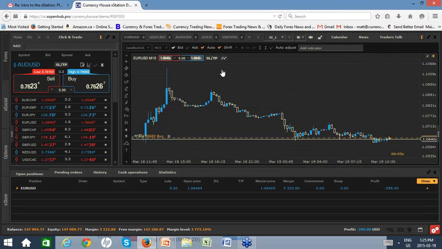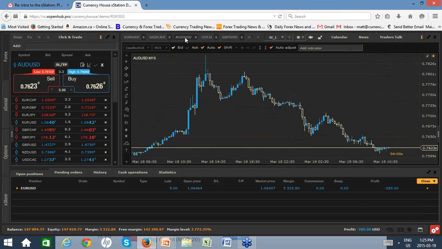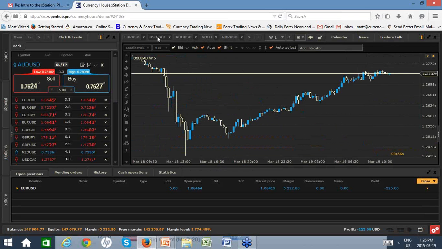Let's do one more position here. We'll do Aussie dollar, US dollar. Don't want to do that. No, let's do something else. Let's do USD CAD because it's going to be reversed in a sense. Okay, cool. So it's up here right now. Let's create a short position just to do something different.